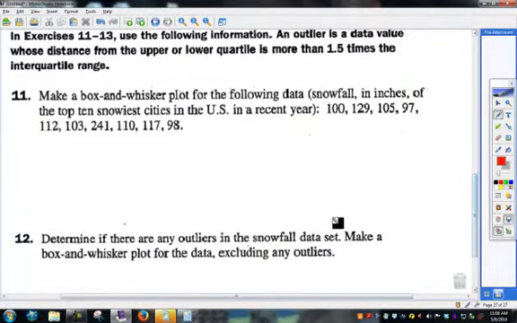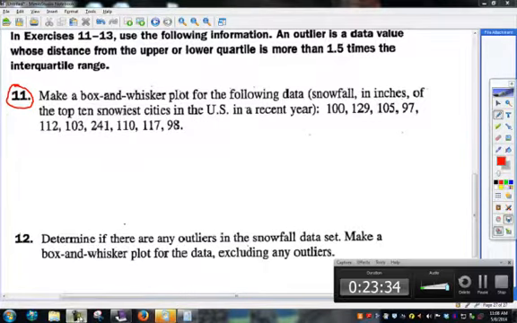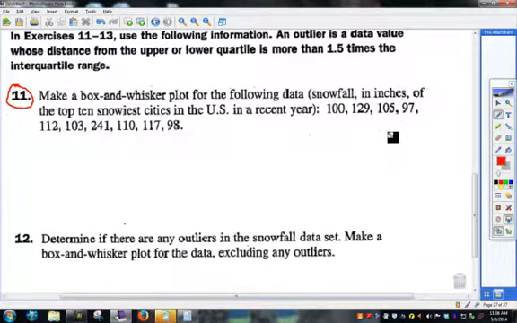Okay, we have some more here. Here's what I want you guys to do for homework. I want you to pause this and do number 11 there. I want you to make this box and whisker plot. Go ahead and do that.